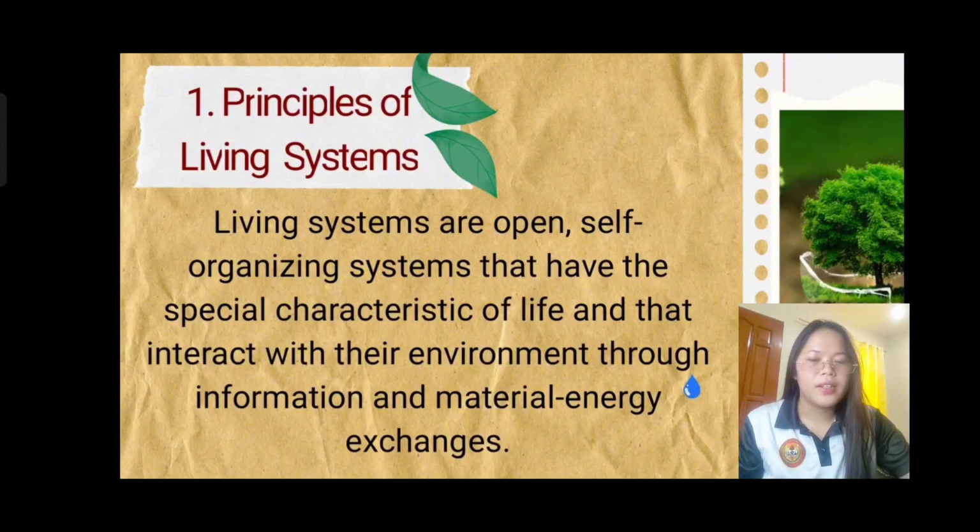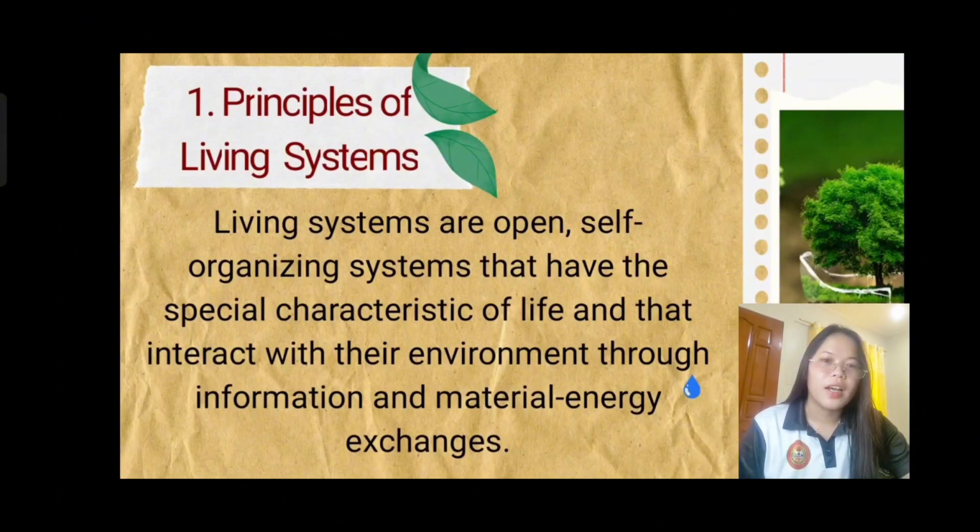So the next one is the interaction with the environment. Living systems exchange information and energy with their surroundings. For example, animals in the forest interacting with the plants for food, and plants benefiting from animal activities, such as fertilizer coming from animal waste, creating a balanced environment. The animals get their food from the plants, and the plants also need the fertilizer for their growth.